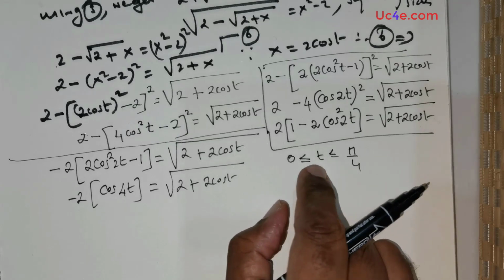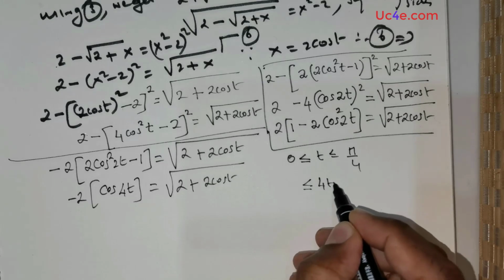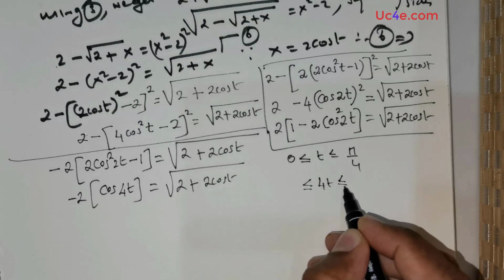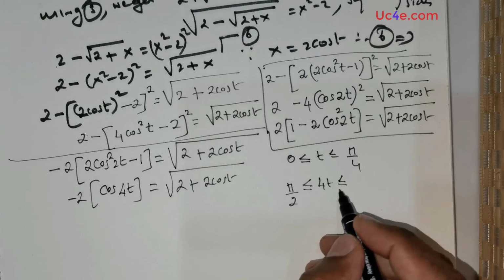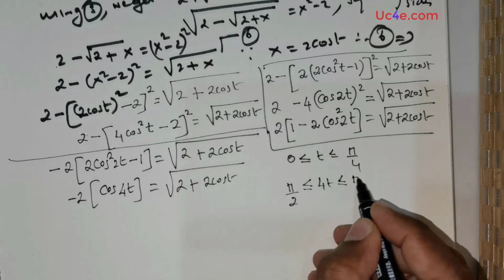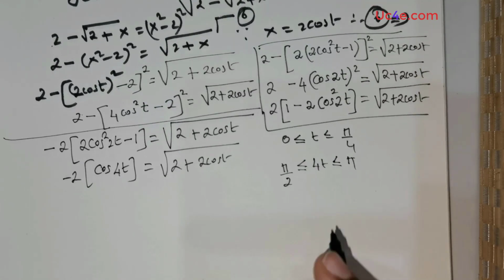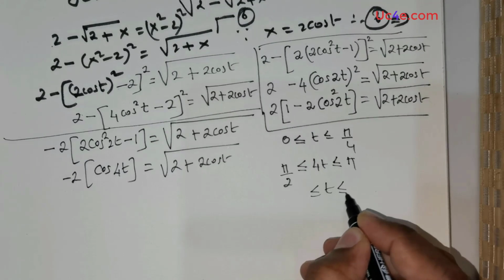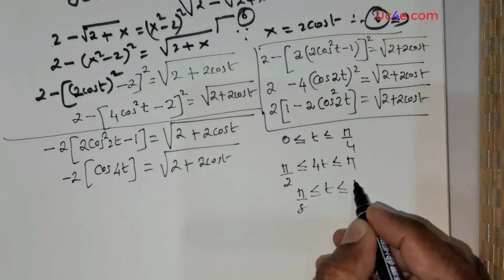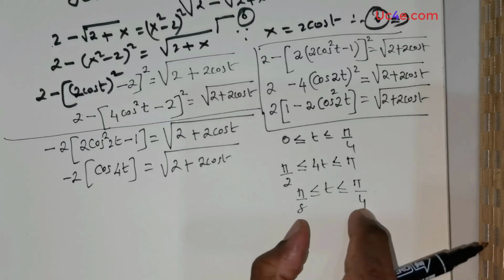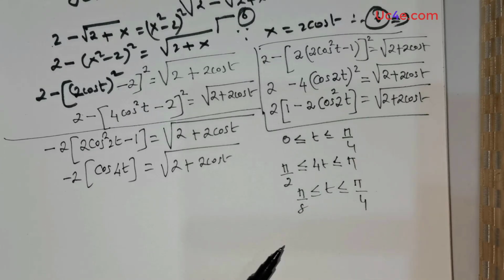Now if I were to write this for 4t, I can very well rewrite this with 4t at the center, and on the left side this is going to be pi over 2 less than or equal to 4t less than or equal to pi. But we need only t. So from here I can rewrite this with t in the center as pi over 8 less than or equal to t less than or equal to pi over 4. So this is the interval for t, this is the interval for 4t.